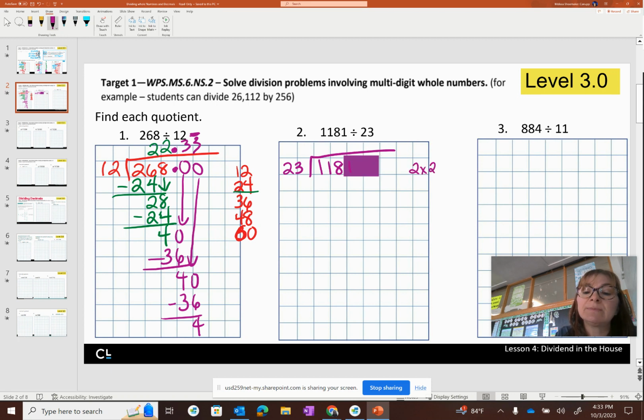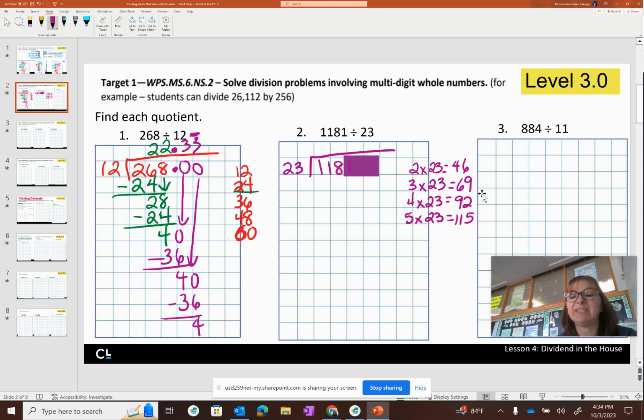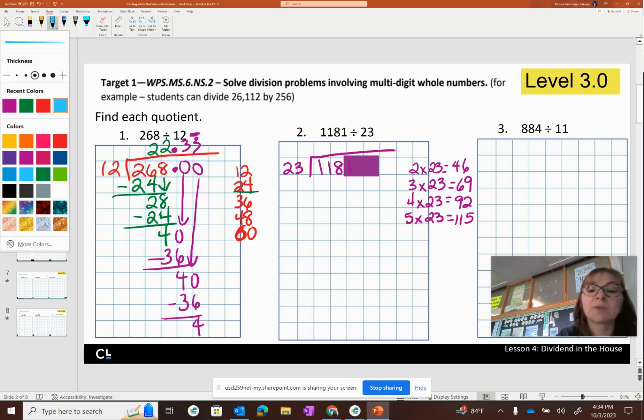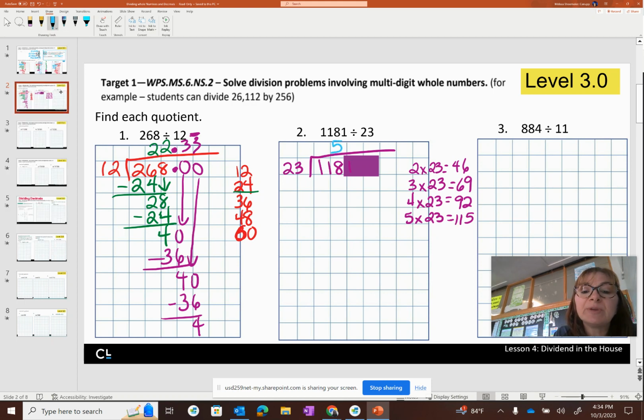So you can do 2 times 23, 3 times 23, 4 times 23, 5 times 23. Let's see, that's 46, 69, 92, 115. Oh, look, what I noticed. I'm really close to 118, so I'm going to go ahead and stop there. That was 5, so I'm going to put a 5 up here above the 8. 5 times 23 is 115. I subtract and get 3.